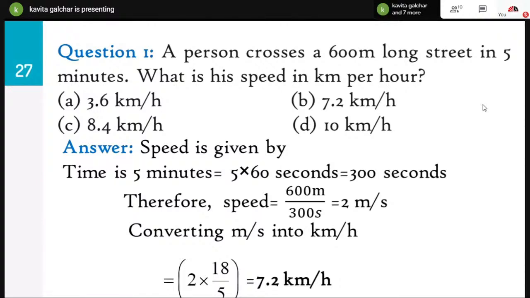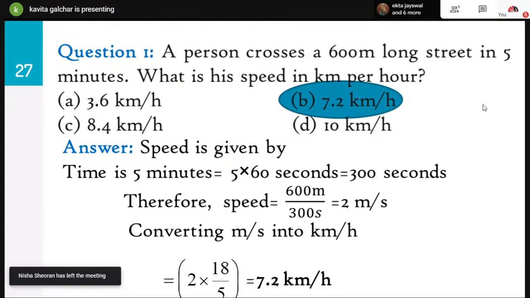I need to calculate the speed. So the formula for that is distance upon time. Therefore, 600 upon 300 will be 2 meter per second. But in this question, I want the speed in kilometer per hour. So we need to multiply the 2 by 18 upon 5. So we will get 7.2 kilometer per hour. It means the speed is 7.2 kilometer per hour. In all the questions, you just need to focus on what are the terms that are given, what you need to calculate, and what is the formula you can apply.